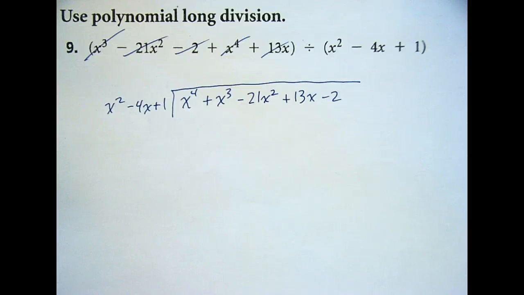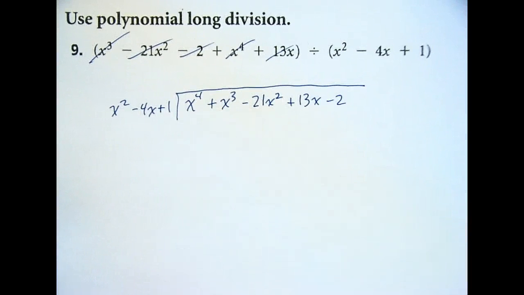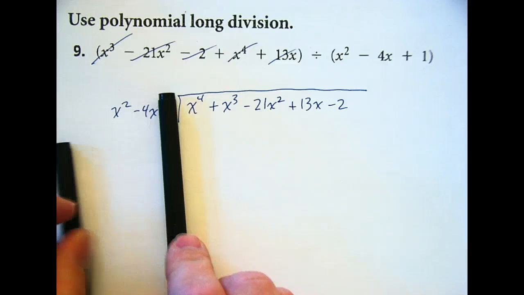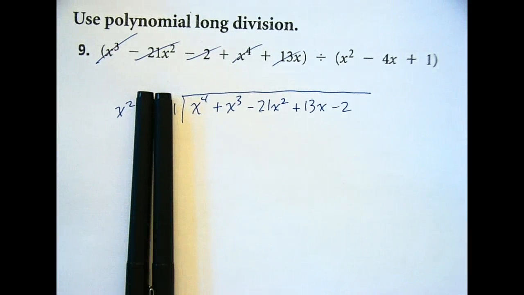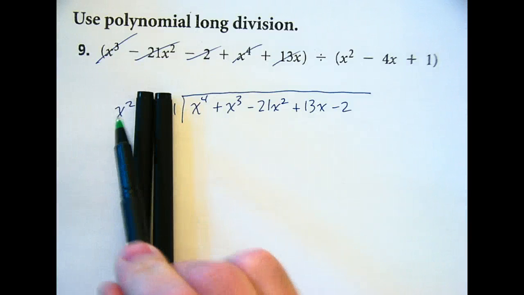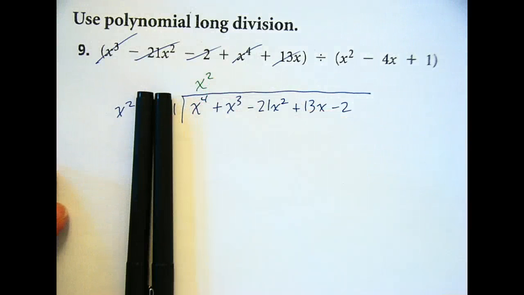Really, when we're looking at how many times this goes into this, what do we focus on? Someone said it. The first term. We just look at the x squared. X squared times what is x to the fourth? X squared. And that's all we do.